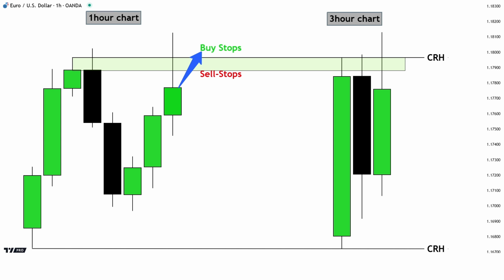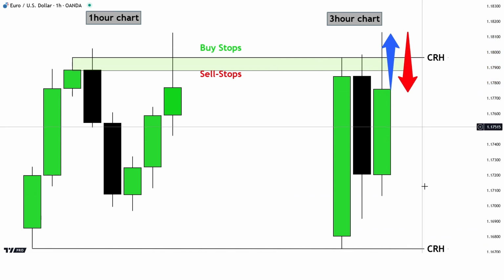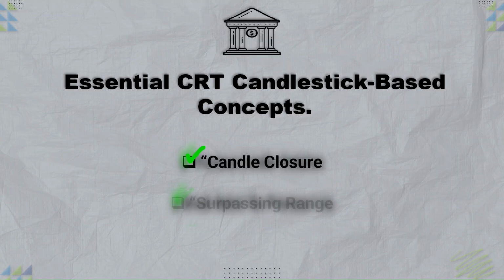So to confirm the manipulation phase, we need to see the next candles of the 3-hour chart break this level by the wick and drop to close below it. This confirmation is referred to as the surpassing range.